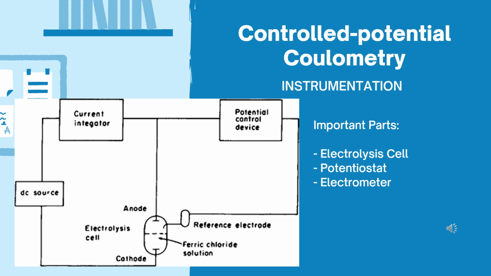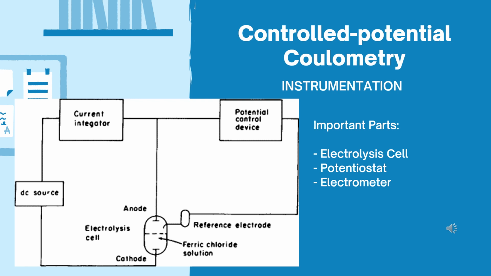So there are important parts of controlled potential coulometry. First one, the electrolysis cell, the potentiostat, and the current measuring device. The electrolysis cell is an electrochemical cell where the reaction occurs. A working electrode, which is an inert metal like platinum. For general cases where the elements are easily reduced, mercury is actually mostly used.